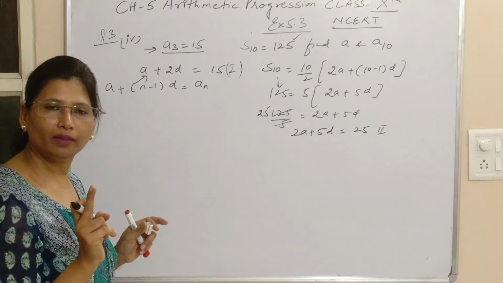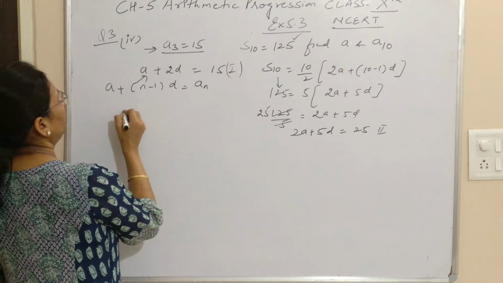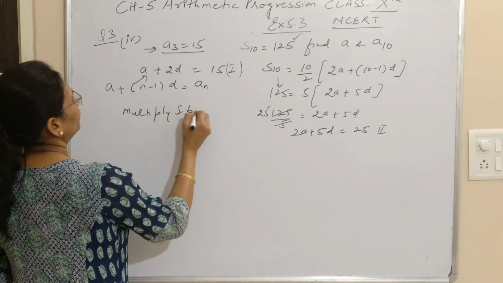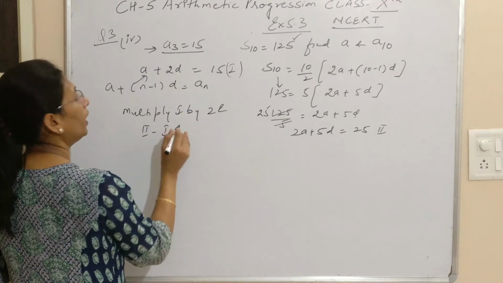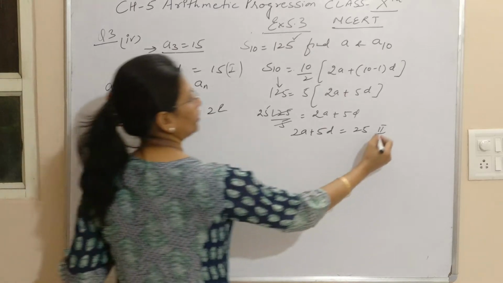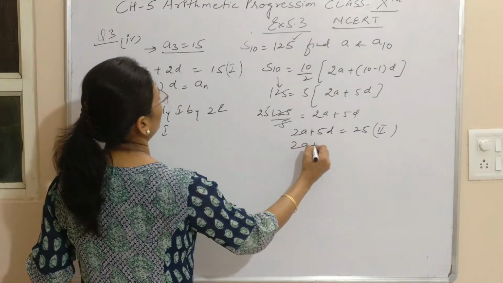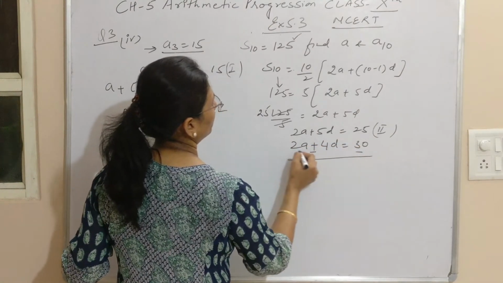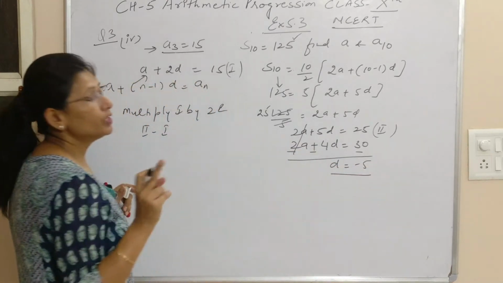Using the elimination method, we'll find the value of each of the variables. Equation 1, multiply by 2, and second minus 1. And we'll take the difference of these 2 equations. Multiply this equation by 2. This is 2a plus 4d is equal to 30. So we'll take the difference. This cancels. d is equal to minus 5. Now d is equal to minus 5.